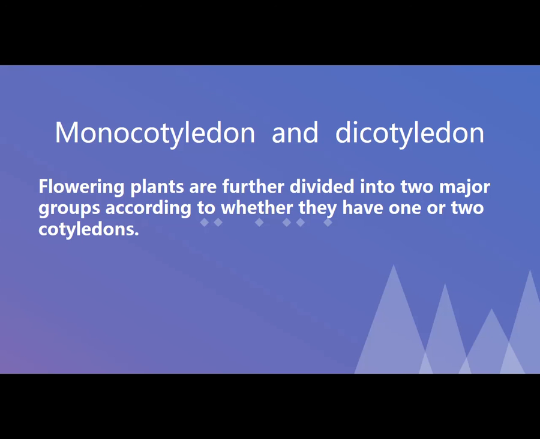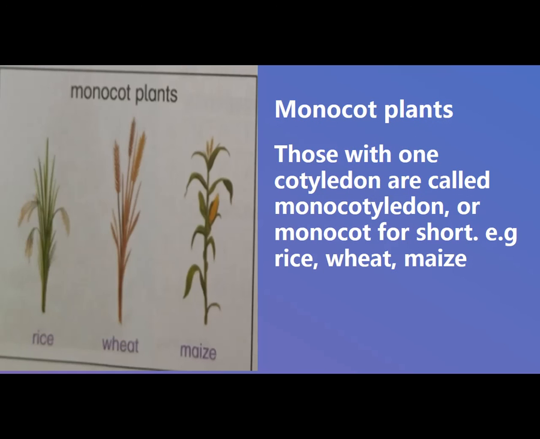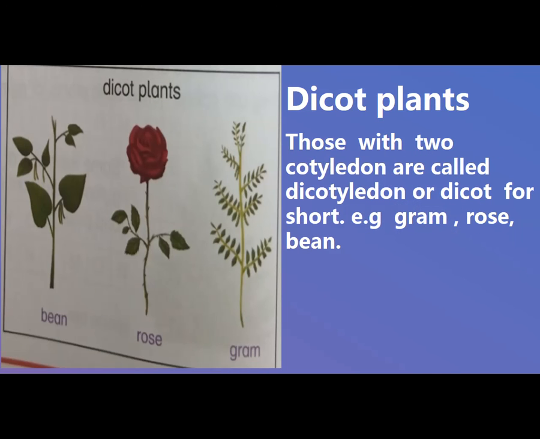As you all know, flowering plants are further divided into two major groups according to whether they have one or two cotyledons. Those with one cotyledon are called monocotyledon, or monocot for short. For example, rice, wheat and maize. Those with two cotyledons are called dicotyledon, or dicot for short. For example, gram, rose and bean plants.